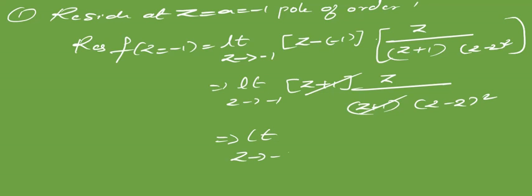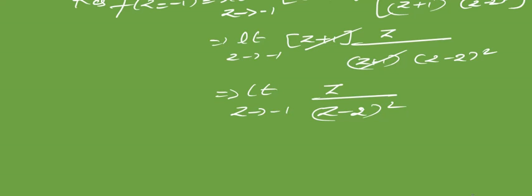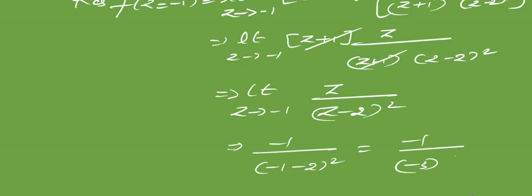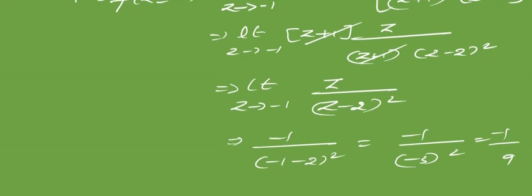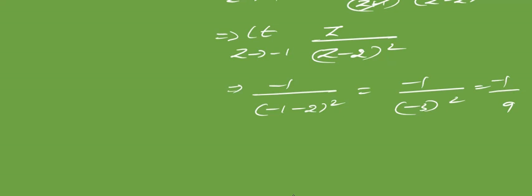So when z tends to minus 1, we have z by (z minus 2) the whole square. Now you can easily apply the limit. So when z is minus 1, it's minus 1 by (minus 1 minus 2) the whole square. So it's minus 1 by (minus 3) square. So it's minus 1 by 9. So one part of the residue at the pole z equal to minus 1, a pole of order 1, is minus 1 by 9.